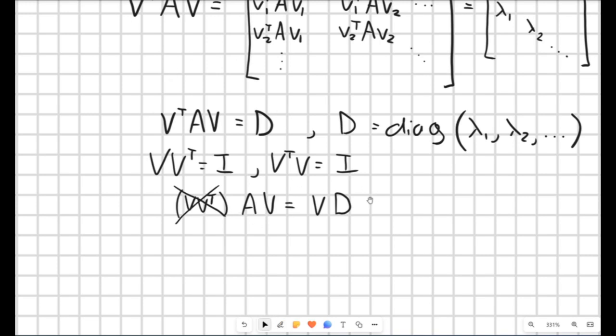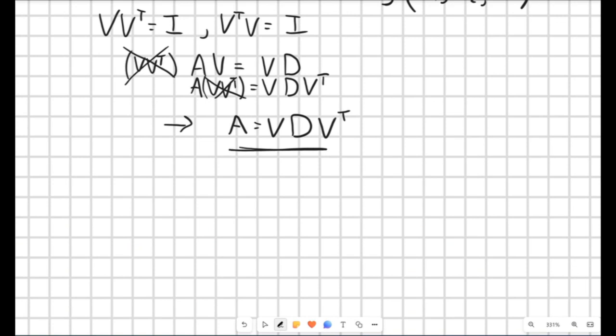You can then take this expression and post-multiply by V transposed, so you get A V V transposed is equal to V D, again post-multiplied by V transposed. This is equal to identity, and so you end up being able to write your matrix A as equal to this matrix of eigenvectors times the diagonal matrix of eigenvalues multiplied by this matrix of eigenvectors transposed. And so that thing is our eigen decomposition.